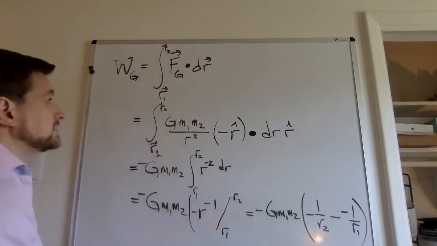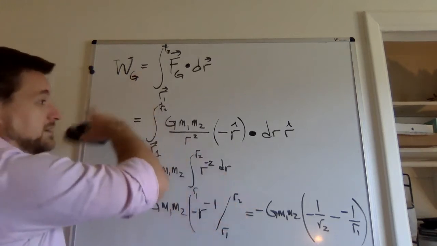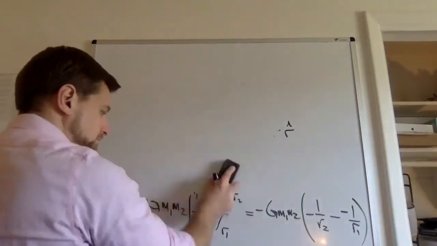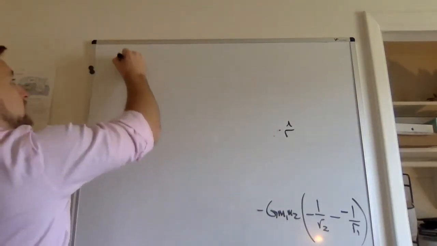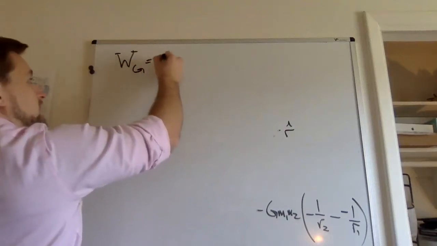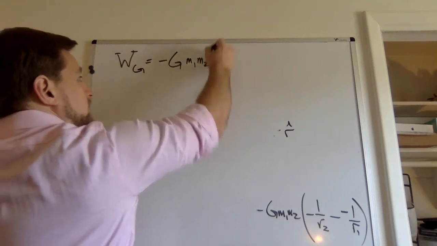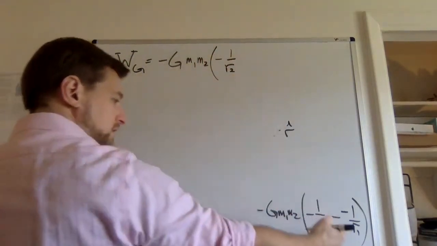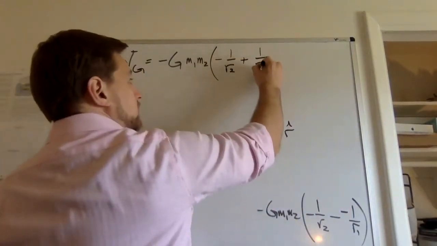Give that a second to sit there, and then let me steal that and put it up here so I can work with it a little bit. We're saying that the work done by gravity is negative G M1 M2 times negative 1 over R2, minus the minus gets us a plus 1 over R1.